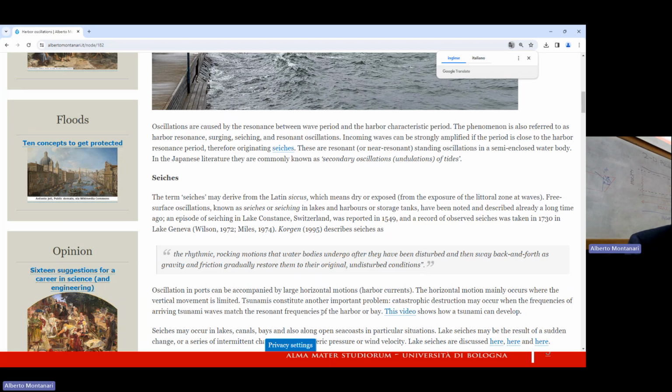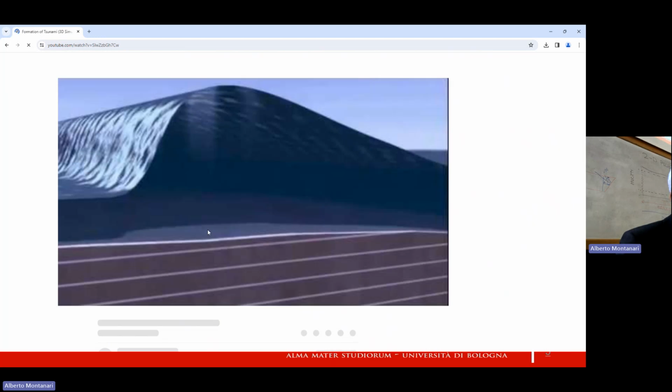Okay, and for instance, another possible outcome of resonance is after tsunamis, because a tsunami originates from an earthquake with vibration waves. If the waves originated by the earthquake have the same periodicity of the lake or the harbor, then you get the seiches. And let's see a couple of videos.